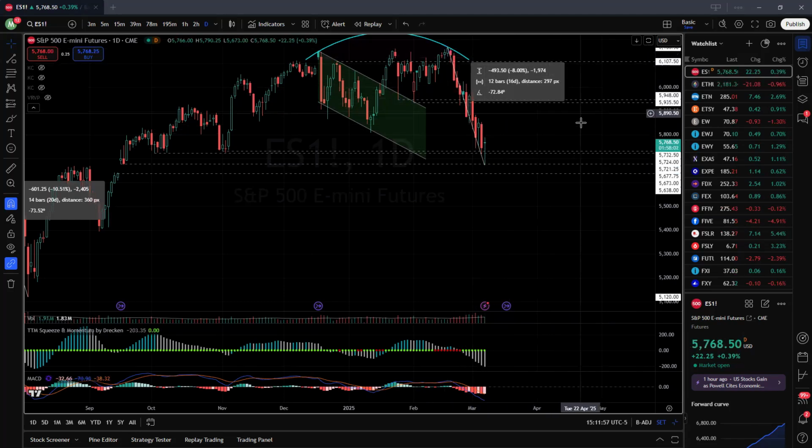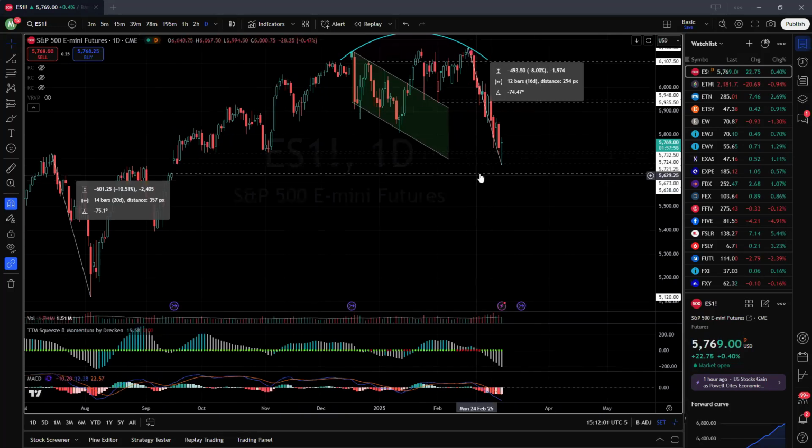And then if we roll over from there, you can look for some kind of neckline break, and the move to the downside from the break of that neckline is going to be a measured move from the neckline to the top of the head. So from about, let's round this off, 6,100, and our neckline is at 5,600.